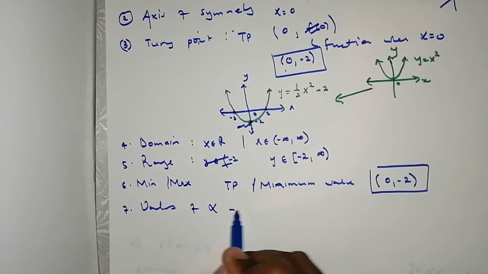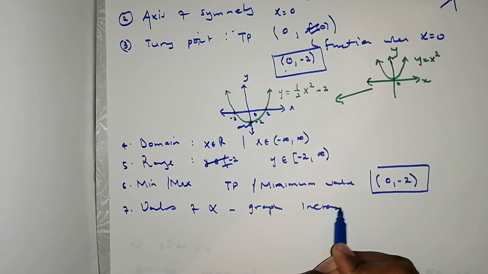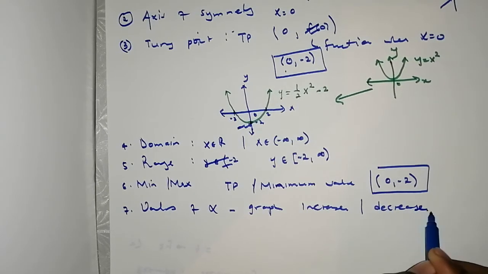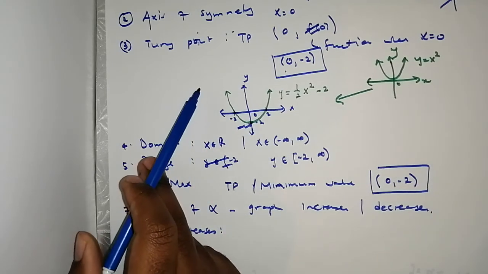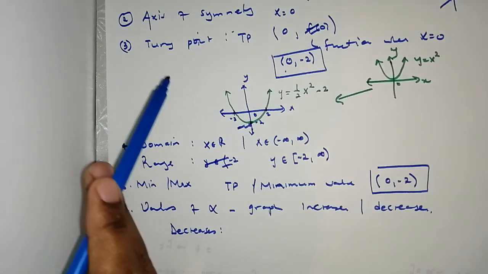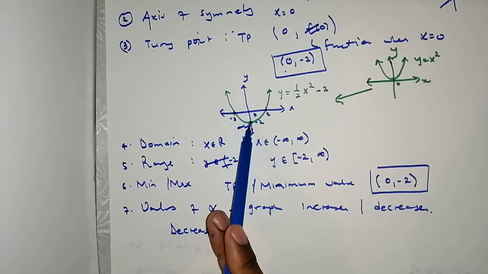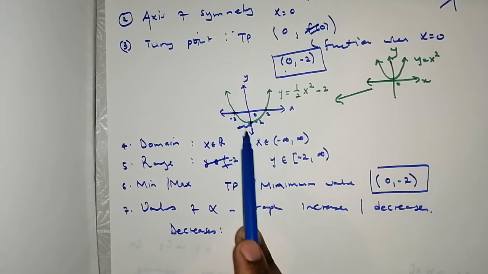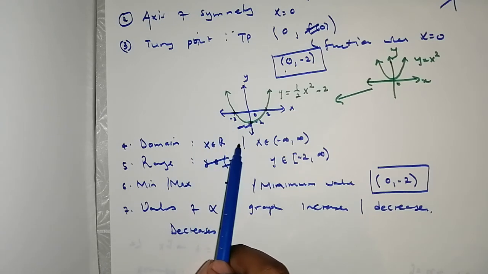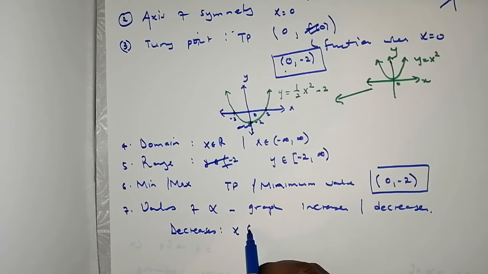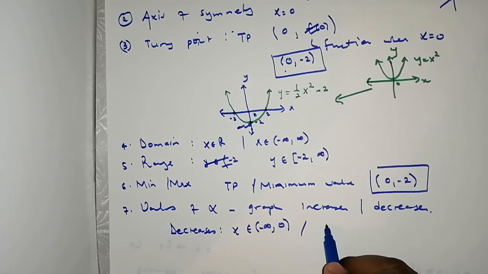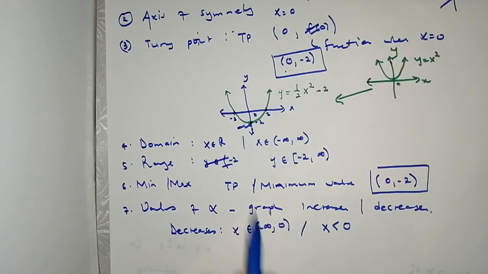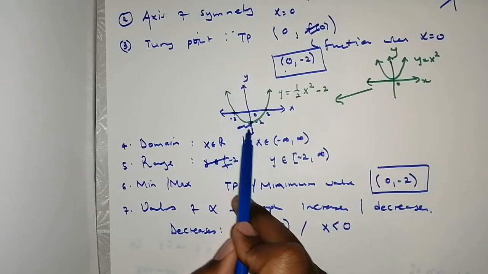And then lastly, the values of x where the graph increases or decreases. Let's start with the decreasing part. Looking at this graph, from negative infinity it goes just until zero, as far as x is concerned. This graph is decreasing until there. So it's decreasing for x an element from negative infinity until zero. Zero is not included. This can also be written as x less than zero, the graph is decreasing.